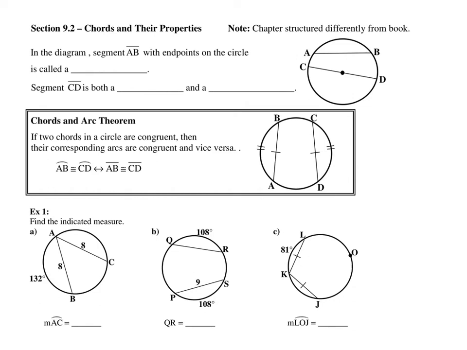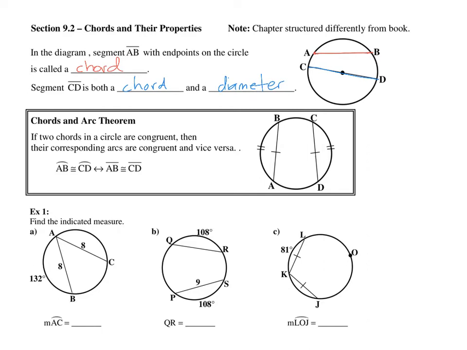Lesson 9.2, we have more properties for circles. Now, in the diagram to the top right, segment AB, with endpoints on the circle, is called a chord. Now segment CD is both a chord and a diameter, because it passes through the center of the circle.